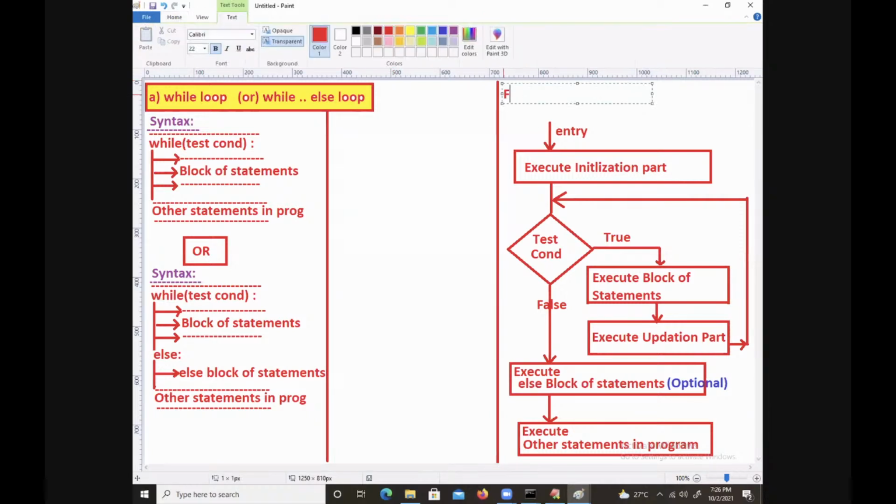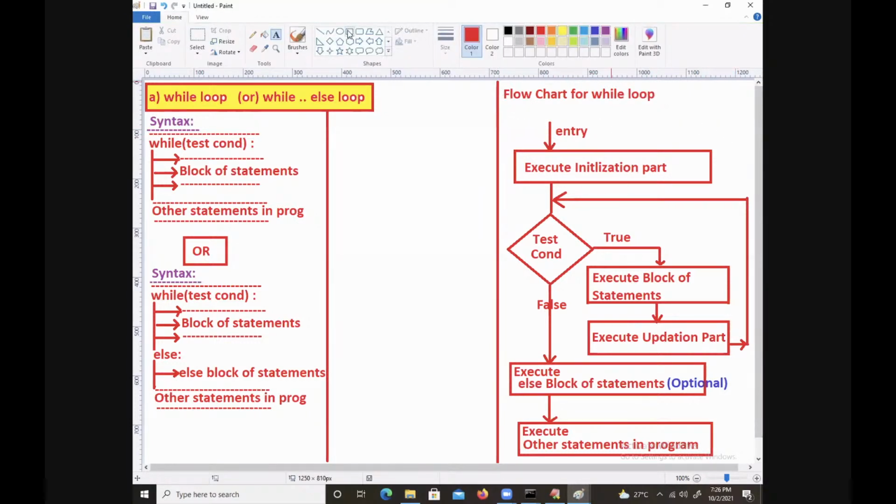Flowchart for while loop. This is the flowchart for while loop. So, a diagrammatic representation: the diagram itself will speak to you when you observe it carefully, and it is more clearly visible to you. The initialization part, the updation part, and everything is more clear.